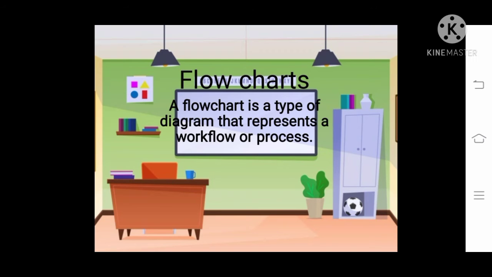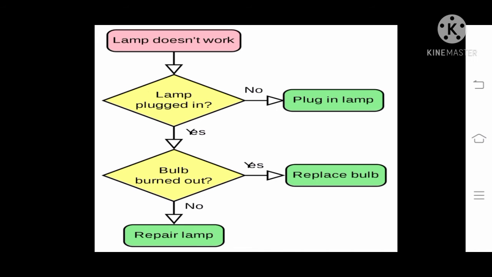Next is flowchart. A flowchart is a type of diagram that represents a workflow or process. It is also defined as a diagrammatic representation of an algorithm, a step-by-step approach to solving a task. The flowchart shows the steps as boxes of various kinds and their order by connecting the boxes with arrows. This picture is the example of a flowchart. The student will make a step-by-step process of how to repair a lamp.